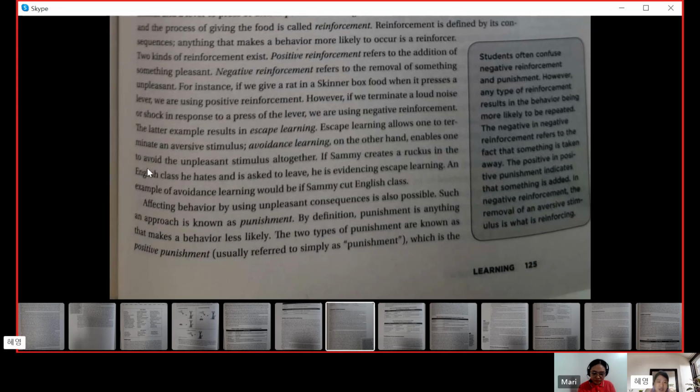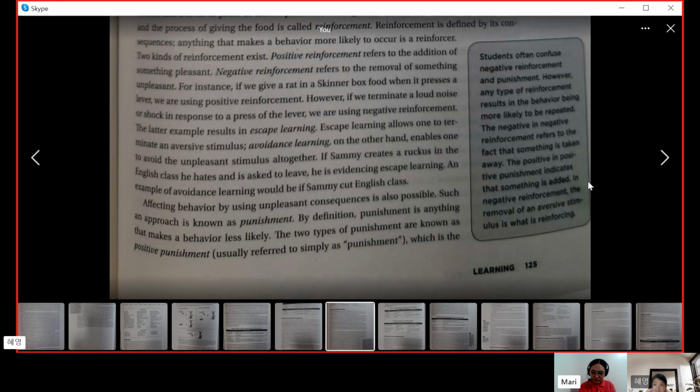Affecting behavior by using unpleasant consequences is also possible. Such an approach is known as punishment. By definition, punishment is anything that makes a behavior less likely. There are two types of punishment, known as positive punishment and negative punishment.